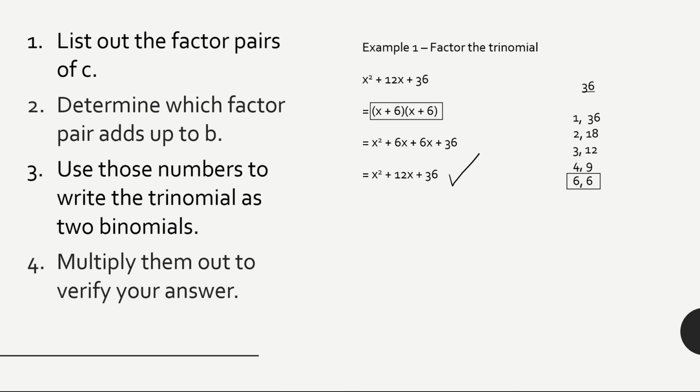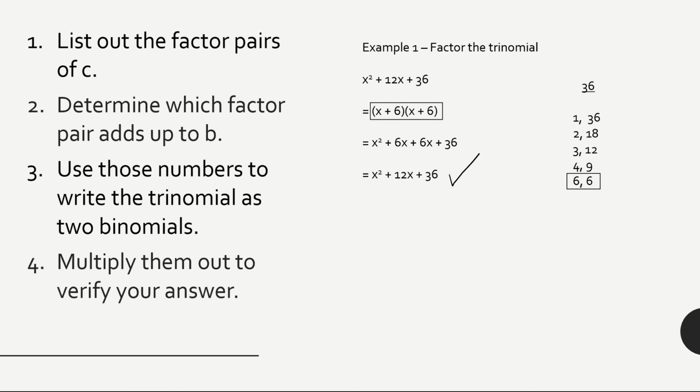Which means that we can circle this, and this will be our solution, okay? So these two parts right here for step 4 are verifying the solution, but the solution is this. This is factoring the trinomial. So the trinomial goes from this to this, okay?